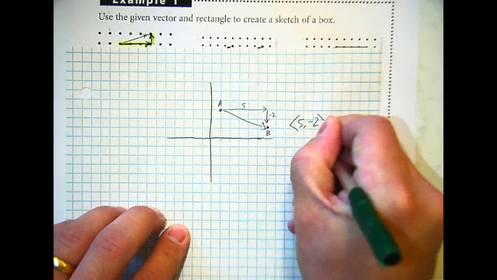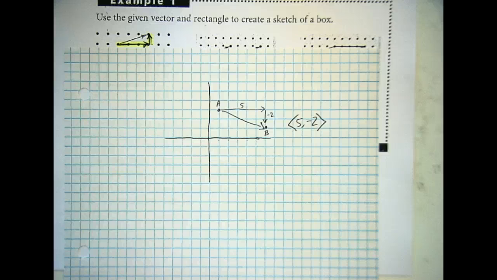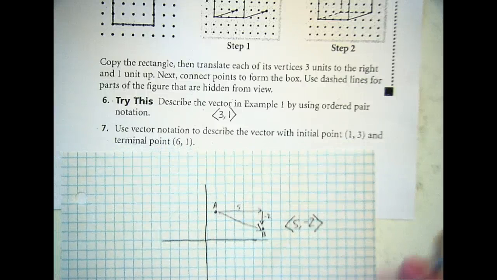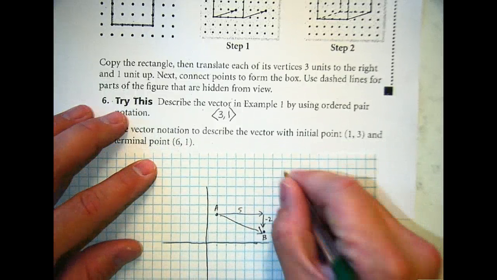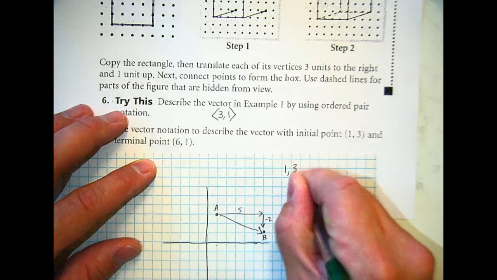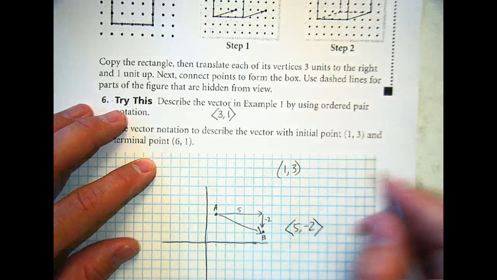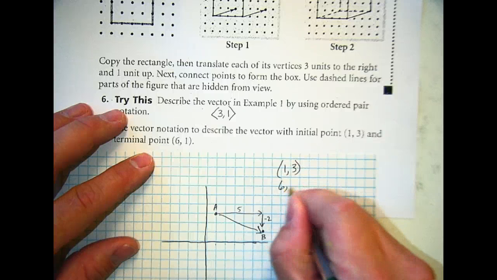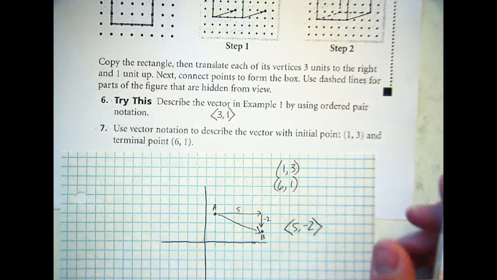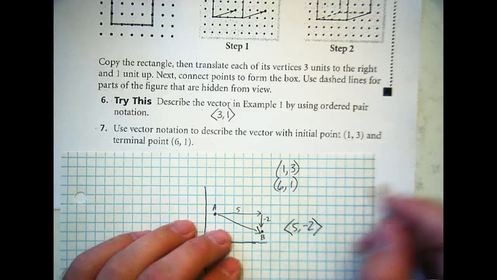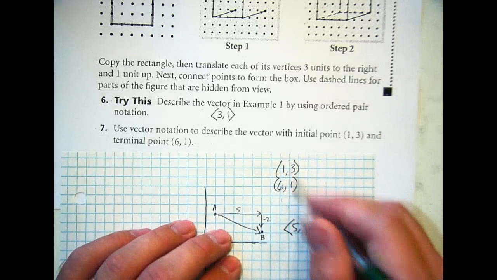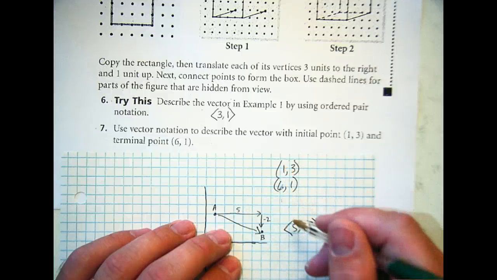Now I'm hoping that we don't have to continually draw that out, right? How could you have figured that out without graphing it? Given point 1, 3, and wanting to go to 6, 1. Yeah? You could subtract the 1, 3 coordinates from the 6, 1. So 6 minus 1 is 5, and 1 minus 3 is negative 2. Okay, so you could subtract. How do you know which way to subtract?